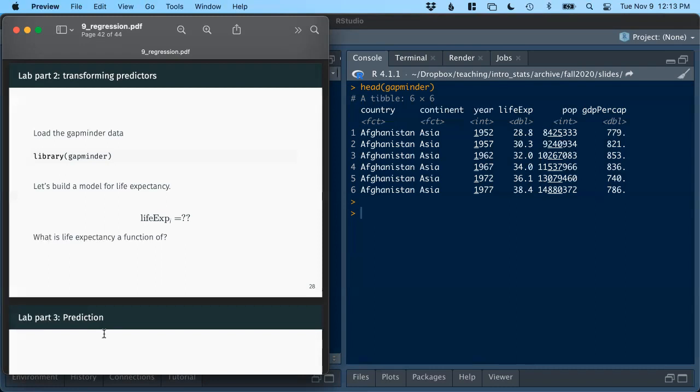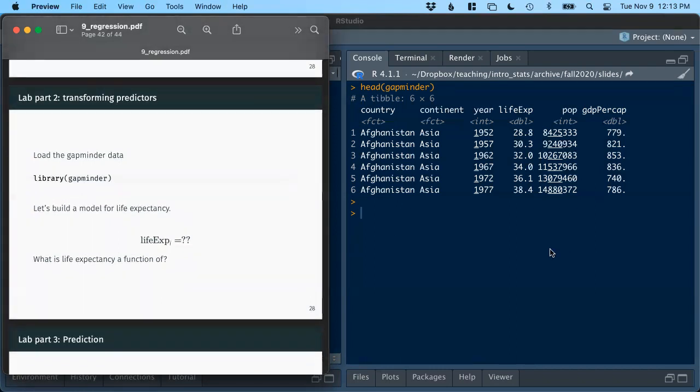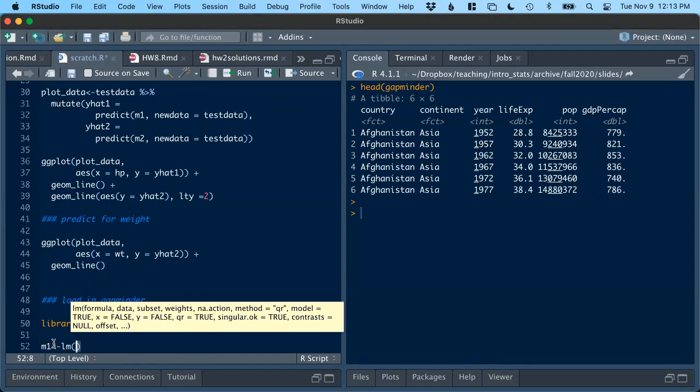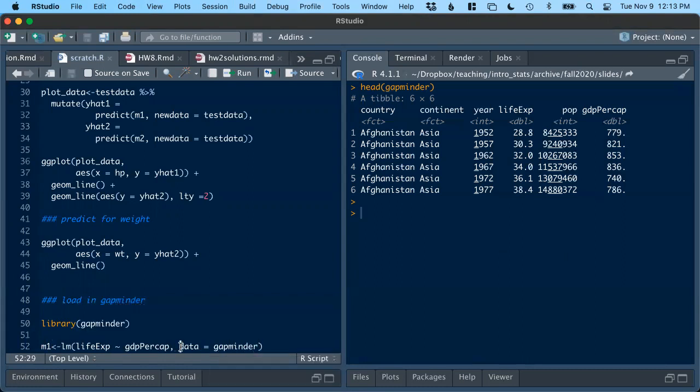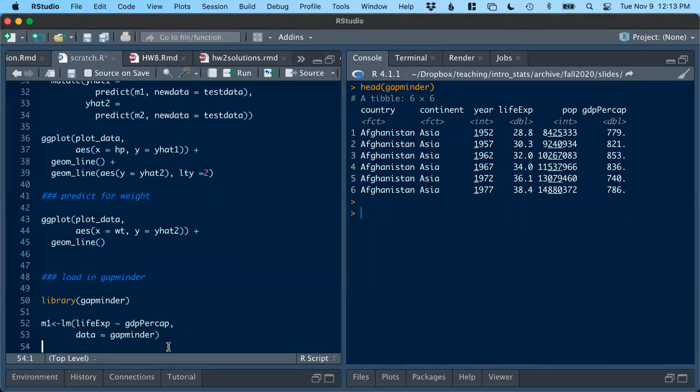And we're going to start with the simplest form of that model that we can think of, which would be a simple linear model between GDP per capita and life expectancy, right? So let's estimate that. Go ahead and estimate a linear model for life expectancy by GDP per capita. Just like so. Okay, so M1.